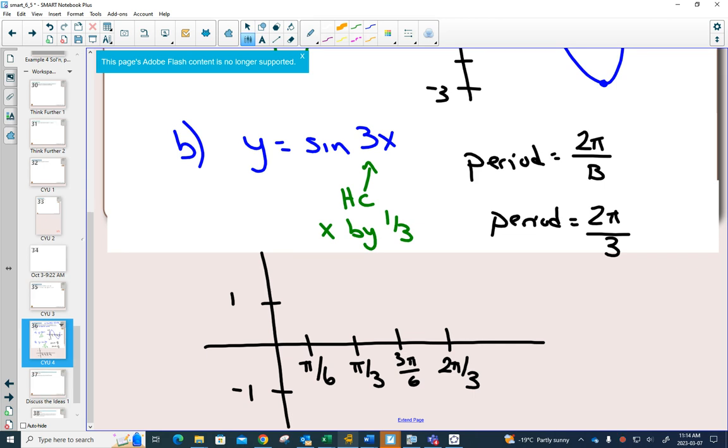So our b value helps us figure out our period. Our period helps us label our x-axis into 4 sections. We always start by labeling our period, dividing it into 4 equal sections, and now, since this is a sine graph, it starts in the middle going up. Here's my middle, going up to a maximum, back to the middle, down to a minimum, back to the middle. And here is our graph.